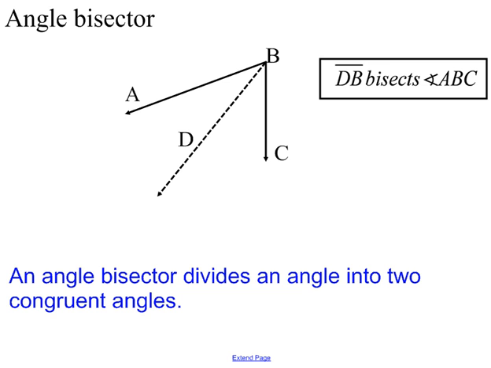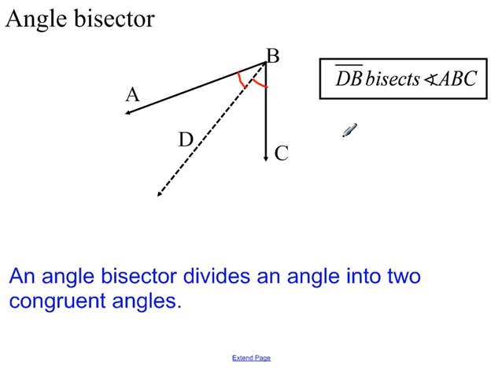So let's begin with the definition of an angle bisector. An angle bisector divides an angle into two congruent angles. So in our diagram here, we are given that DB bisects angle ABC. That means that DB is dividing angle ABC into two congruent angles, which are angle ABD and angle CBD, these two angles that I labeled with tick marks here.